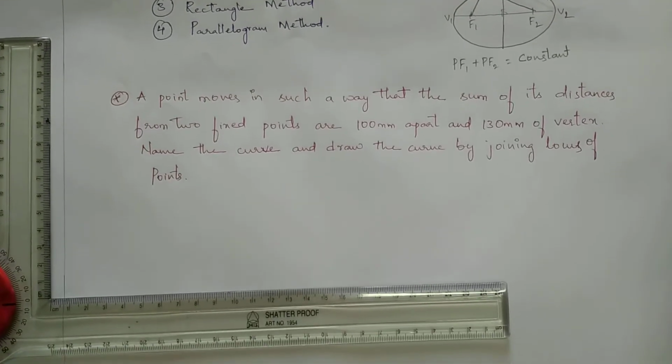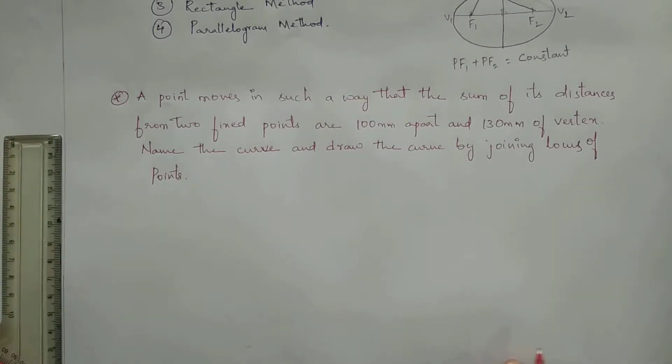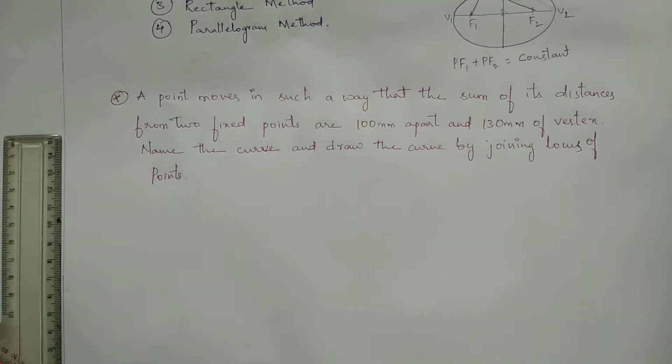I am just placing the question over here. So how do we go ahead for drawing the ellipse by using this method? First, we need to check what the given question is. I am going to do it by the arcs of circle method.